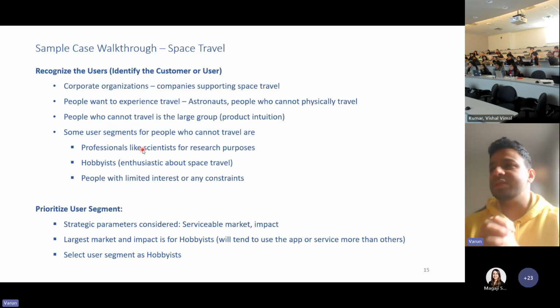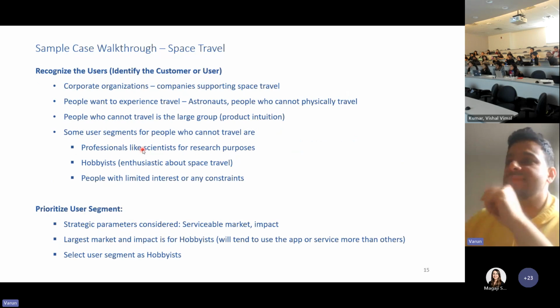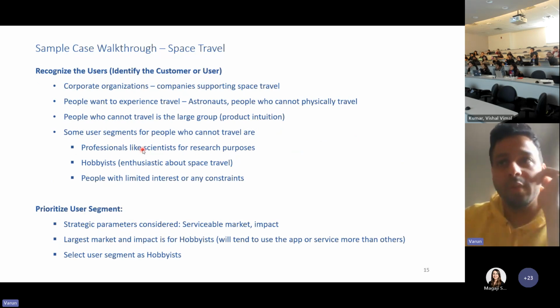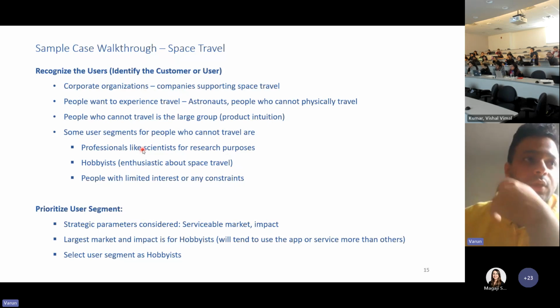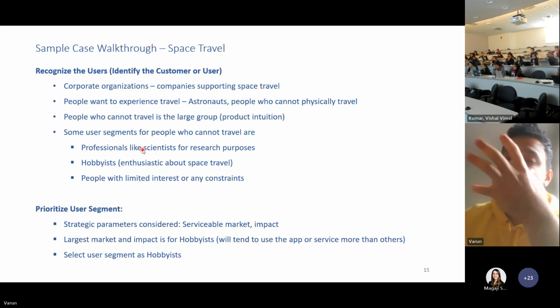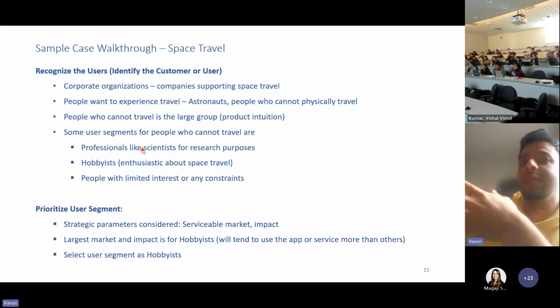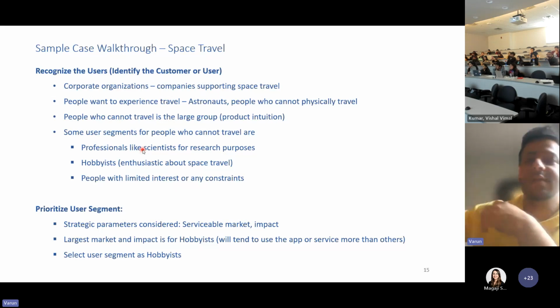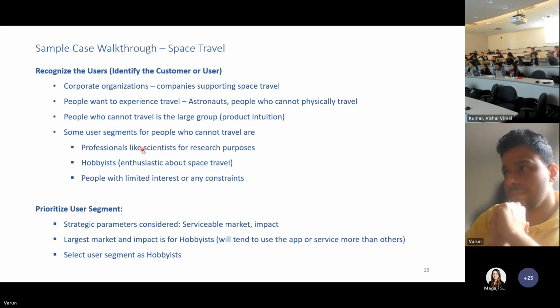And then recognizing the users, right? This is when I identified the users. It's very simple, right? There's either big corporate organizations who can actually afford it and support space travel, either through an app or through people experiencing it. And then there's your regular people, people who want to experience travel. There's people like astronauts, cosmonauts, and the larger subset is people, let's say like me, who cannot physically travel, right? That's not a possibility, but I still want to experience it.